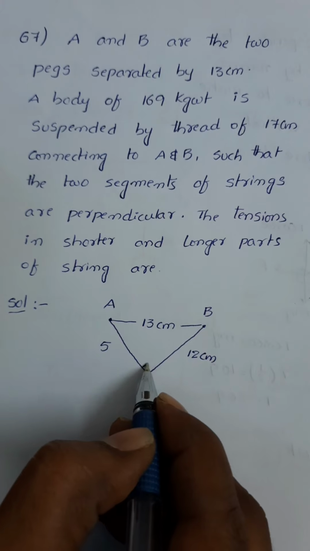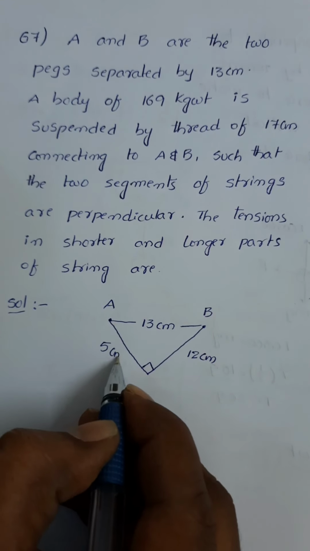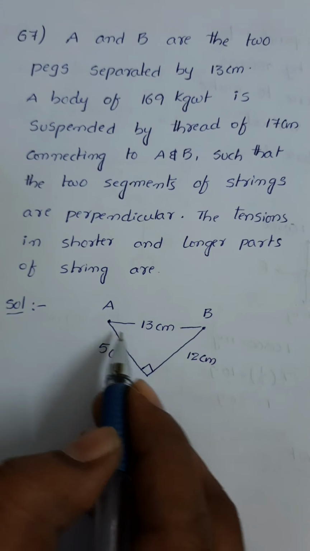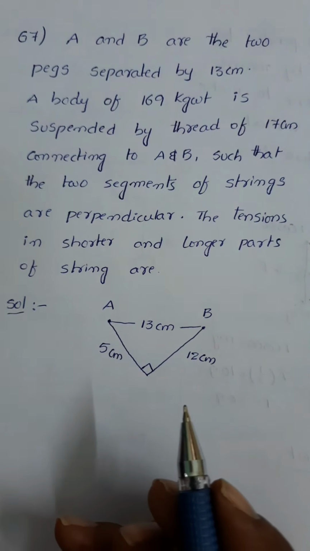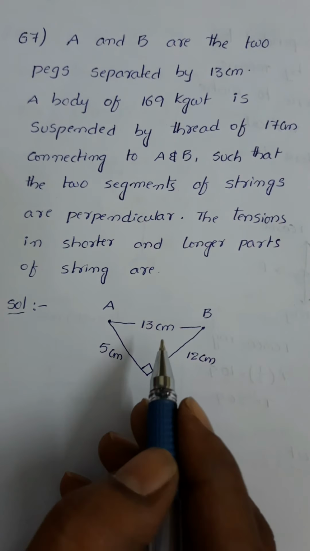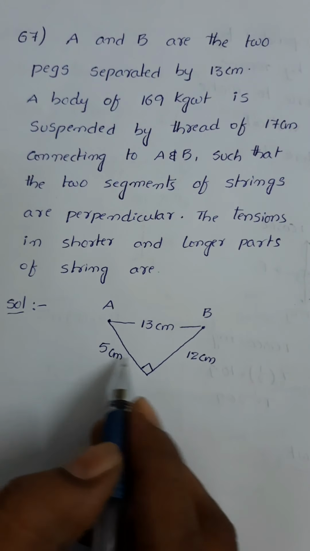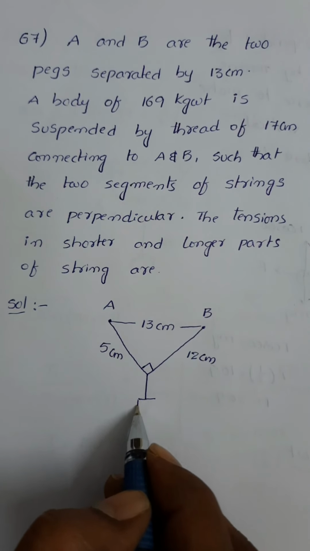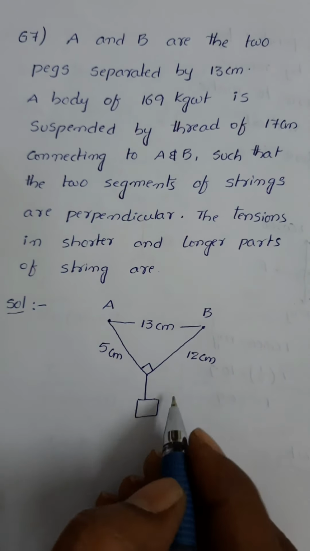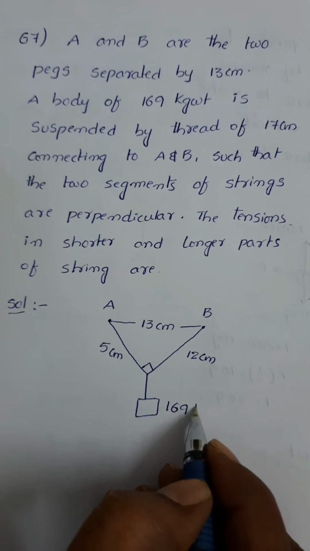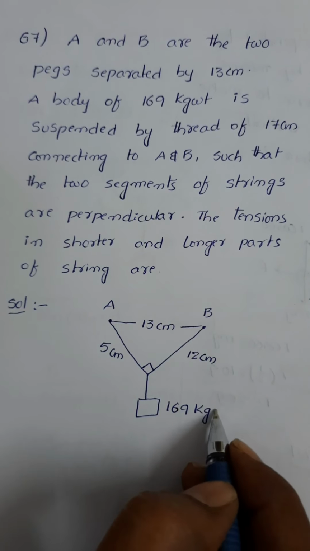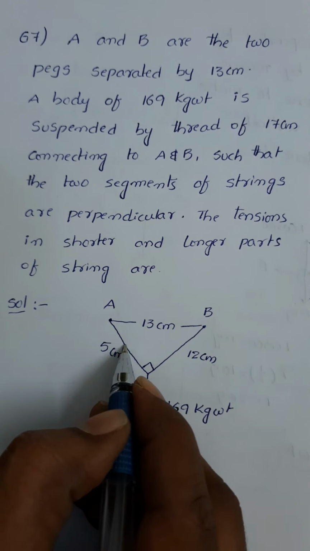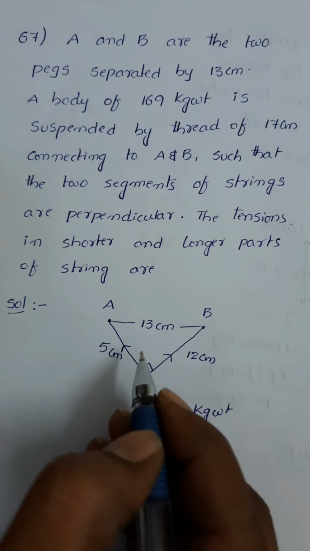Here the angle between the 5 centimeter and 12 centimeter parts is equal to 90 degrees. How do you know? Because they gave 13 centimeters and the total length 17 centimeters. So these are Pythagorean triplets. That's why we should take it like this. And here they suspended a weight of 169 kg weight. Now we should calculate the tension in the shorter and longer string.